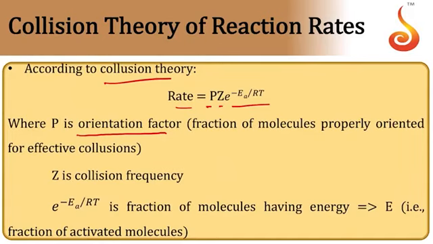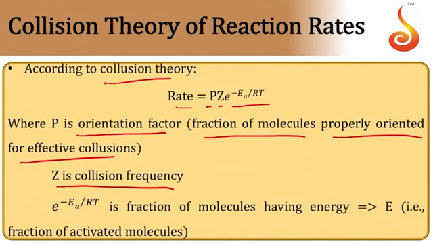So orientation factor means the fraction of the molecules properly oriented for effective collisions. So there must be collisions, they must be properly oriented, and they must have energy also. P stands for orientation factor. Z is the collision frequency, meaning the number of collisions made by the molecules per unit time.